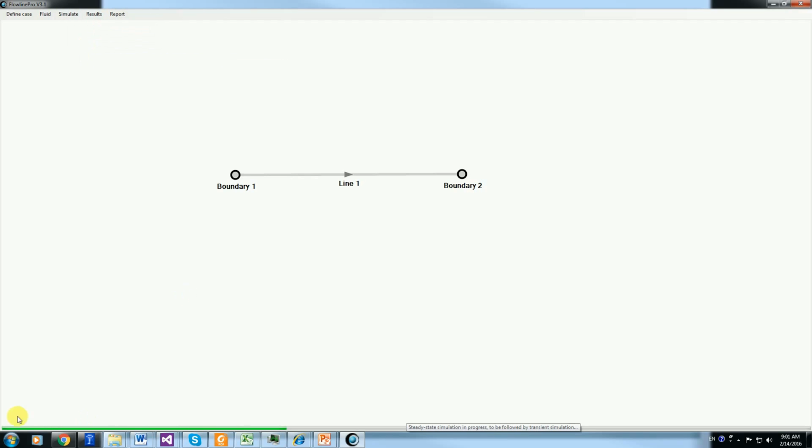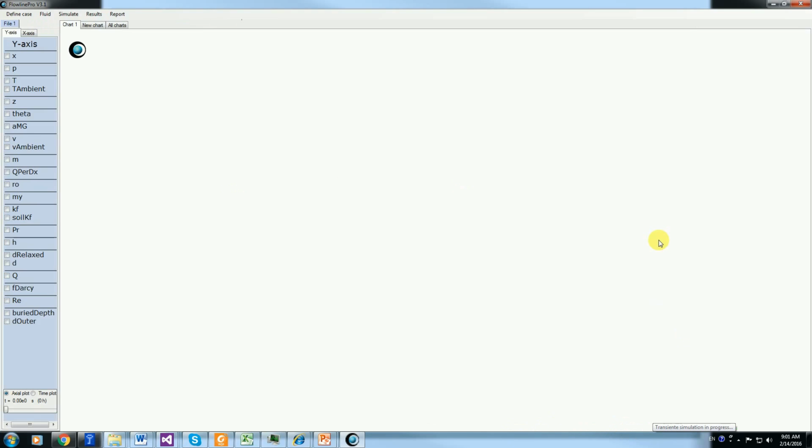So there goes the steady state simulation. It is creating starting values for the transient simulation. And now goes the transient simulation, 24 hours of pipeline operation. And that goes pretty fast here. It takes, I think, less than half a minute to simulate 24 hours of operation. So this is a very, very fast simulation. And there the results are finished.